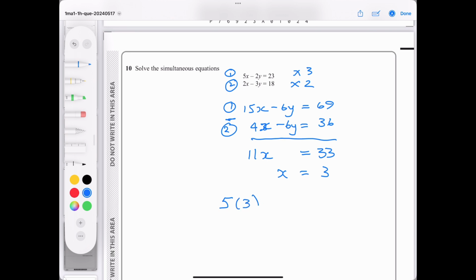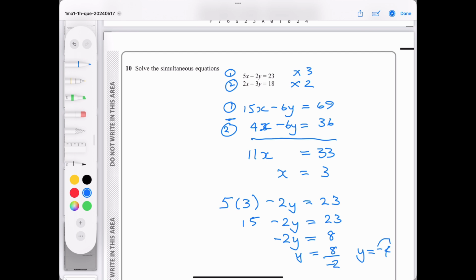5 times 3 minus 2y equals 23. So that's 15 minus 2y equals 23. Let's take away 15 from both sides. So minus 2y equals 8. Y equals 8 over minus 2. So y equals minus 4.